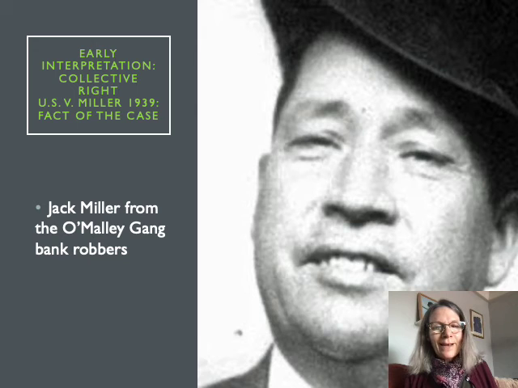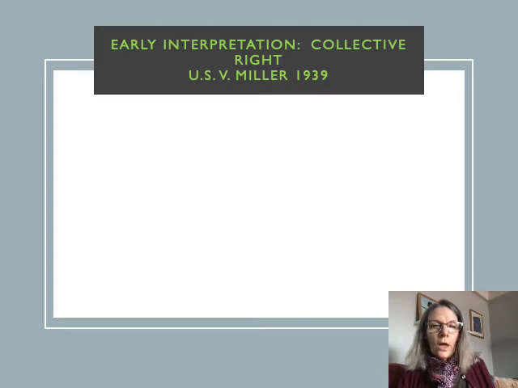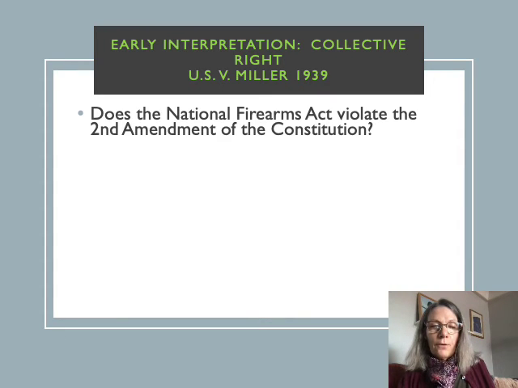They basically said that federal law violated the individual right to bear arms that is outlined in the Second Amendment. So let's take a look at the question that was before the court. What was the question before the court in U.S. v. Miller? The question was, does the National Firearms Act violate the Second Amendment of the Constitution?